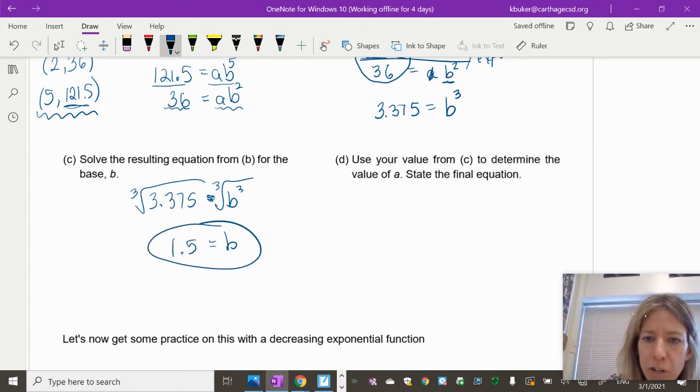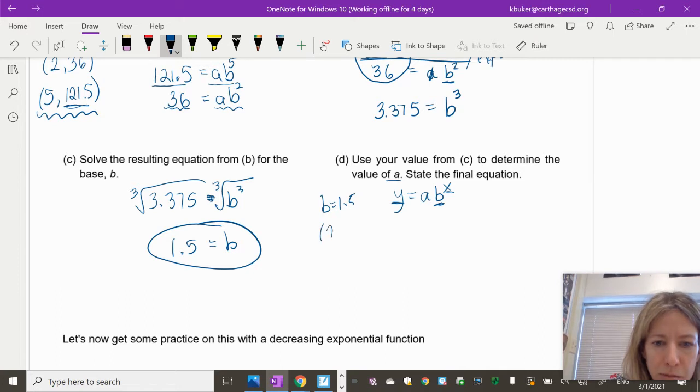All right, so now I need to determine the value of a. Well, my general form of my exponential is y equals a b to the x. I can choose an xy value to use, because in order to solve for a, I need to have all of the rest of the variables substituted. To solve for a, I need to have an xy and a b. So I'm going to use, obviously, the b value of 1.5. We just calculated that. And I'm going to use the x value of 2 with the y value of 36, because it's a little easier to use than the other coordinate 5, 121.5. And this is similar to what we did in 3A.